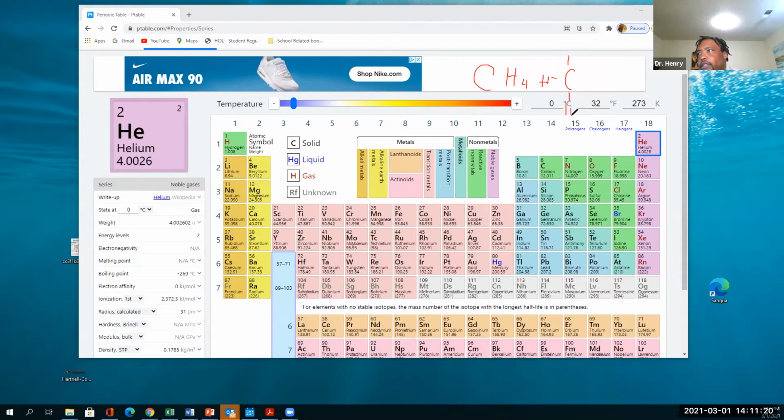you're going to be sharing electrons. So sharing electrons means that you're forming a covalent bond.